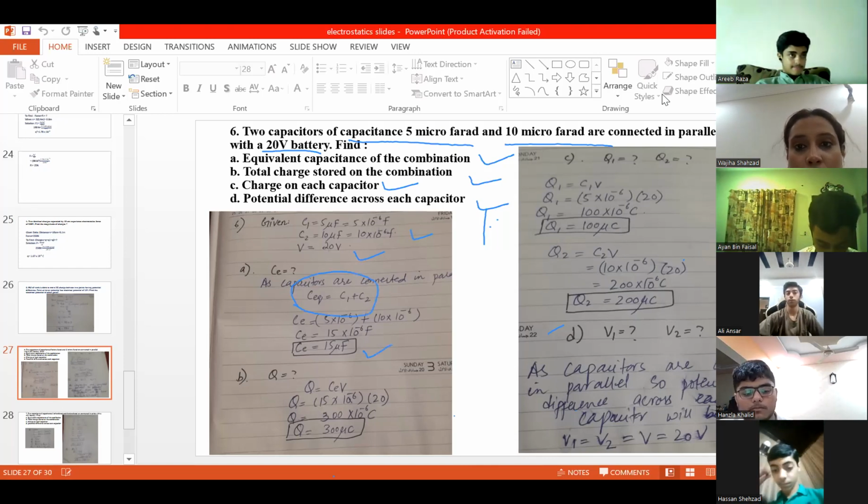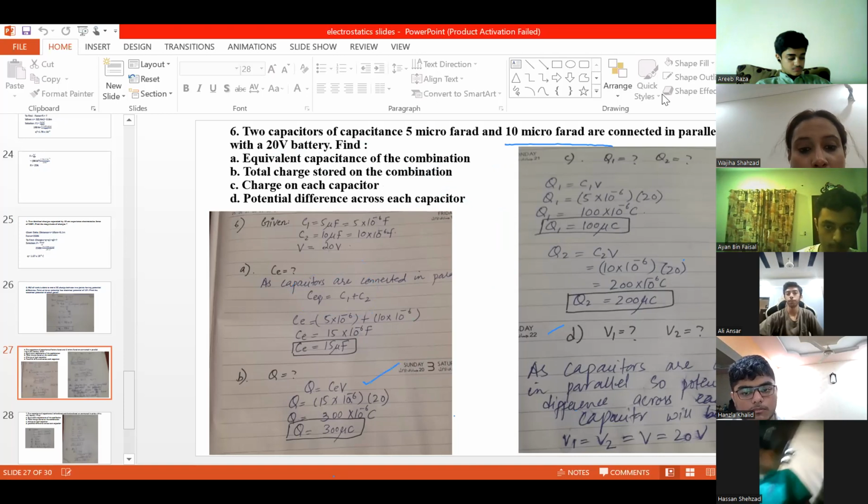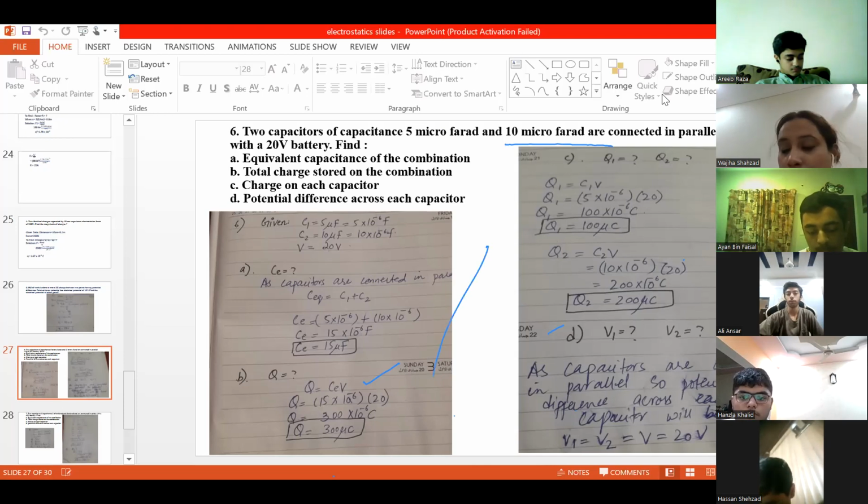Now we have to find out the total charge. We know the formula for charge: Q is equal to C equivalent times V. Q is equal to C equivalent, that is 15 into 10 raised to the minus 6, and V is 20. After solving this, you will get the answer 300 microcoulomb.